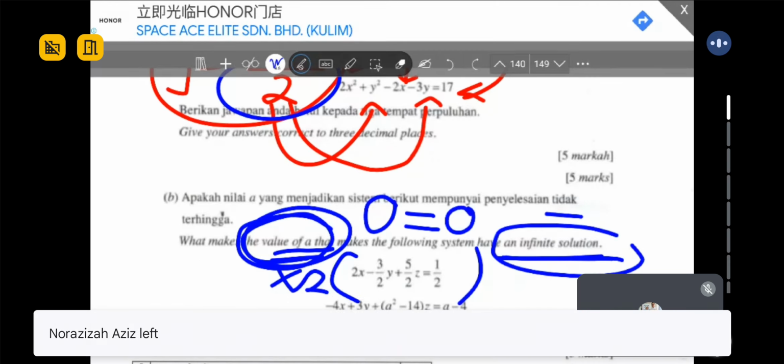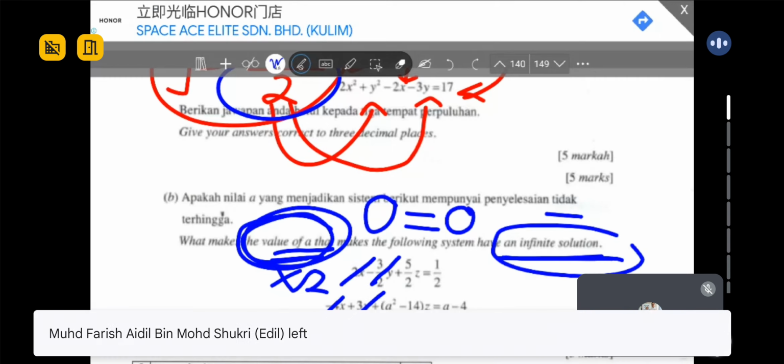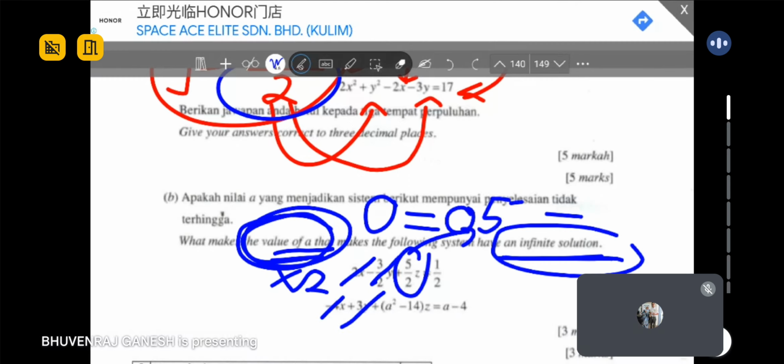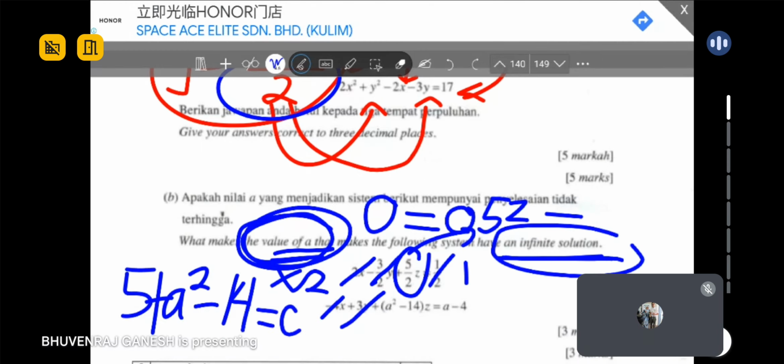Okay, so why I times 2, guys? Because if I times 2, 4x cancel, 3 over 2y times 2, you get 3y, and 3y cancel. So this one 5z, 5z sahaja. Okay, this one become 1. Am I right? Okay, so now after you do this, you can make this equation. Okay, so you will have 5 plus a square minus 14 equal to 0.